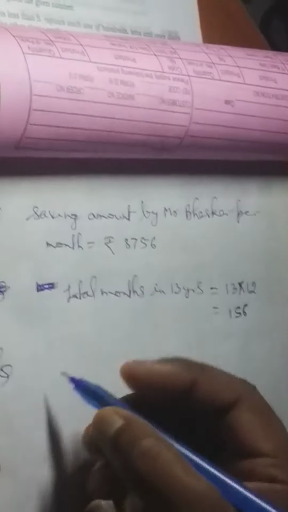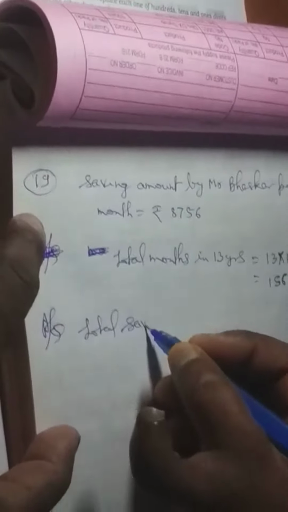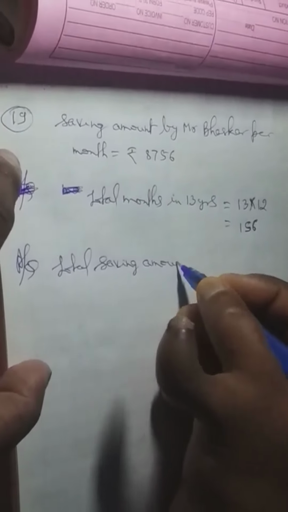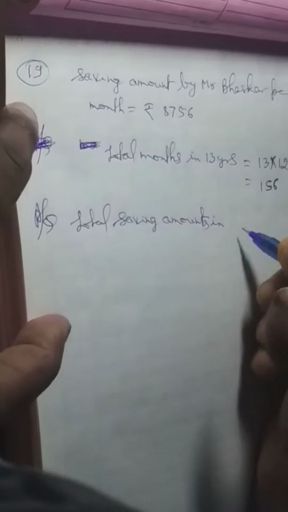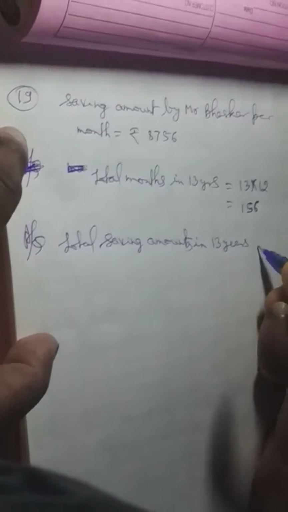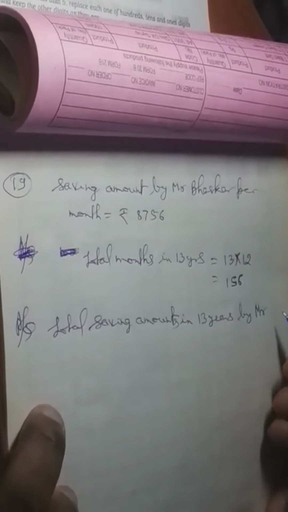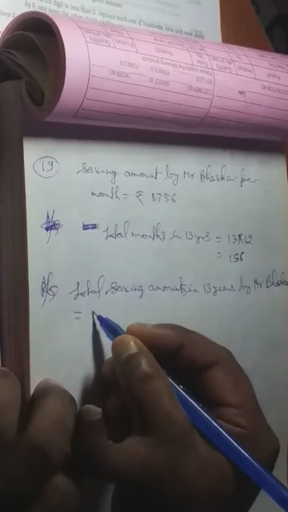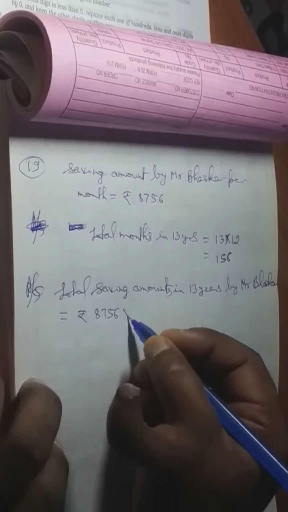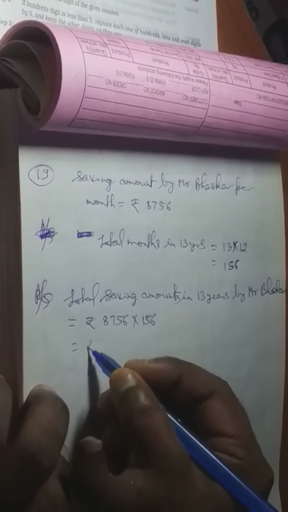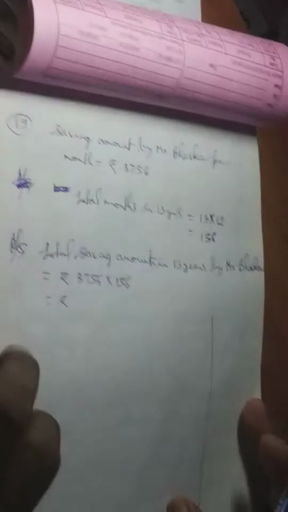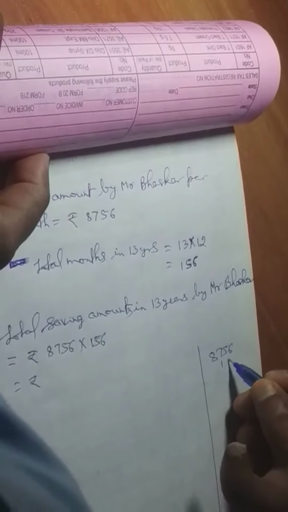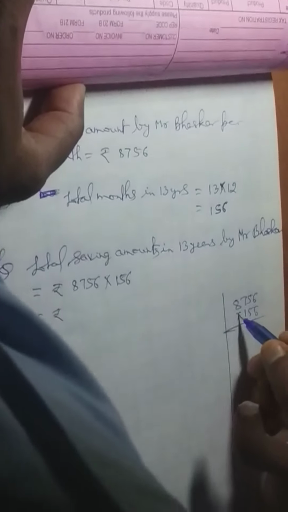Now, according to the question, total saving amount in 13 years by Mr. Vaskar is equal to 8756 into 156. After you multiply, you will get the answer.